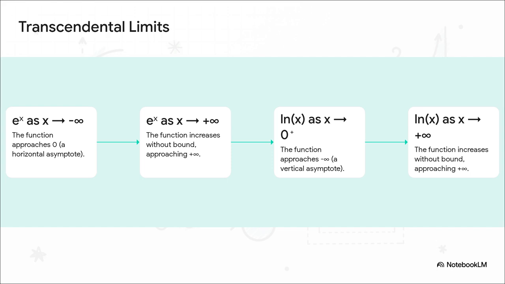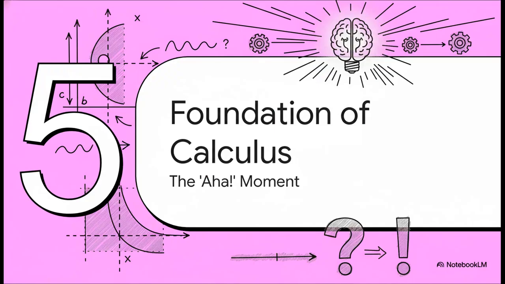Or look at its inverse, the natural log. As x gets ridiculously close to 0 from the right side, the function just plummets down to negative infinity. That's a classic vertical asymptote. The point is, no matter how complex the function, limits give us a universal language to describe its behavior at these critical spots. So, we've defined holes, we've defined jumps, we've defined asymptotes.